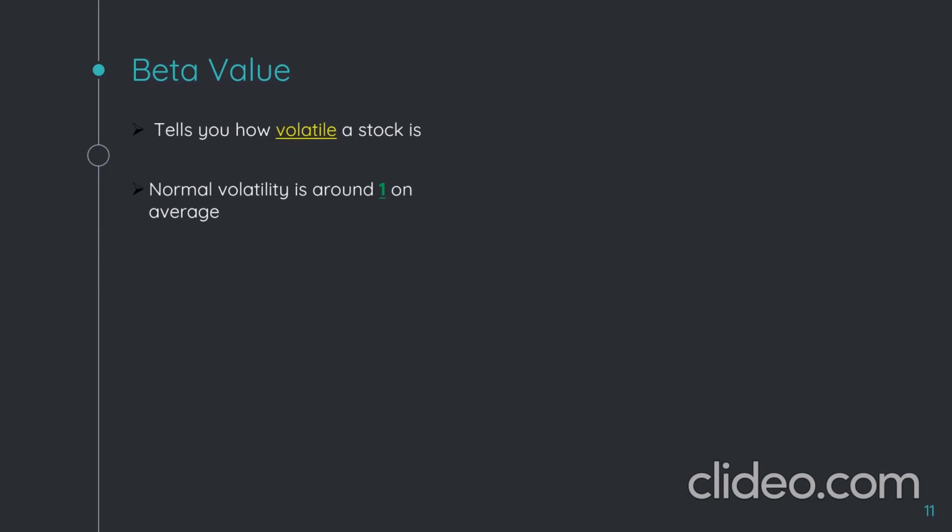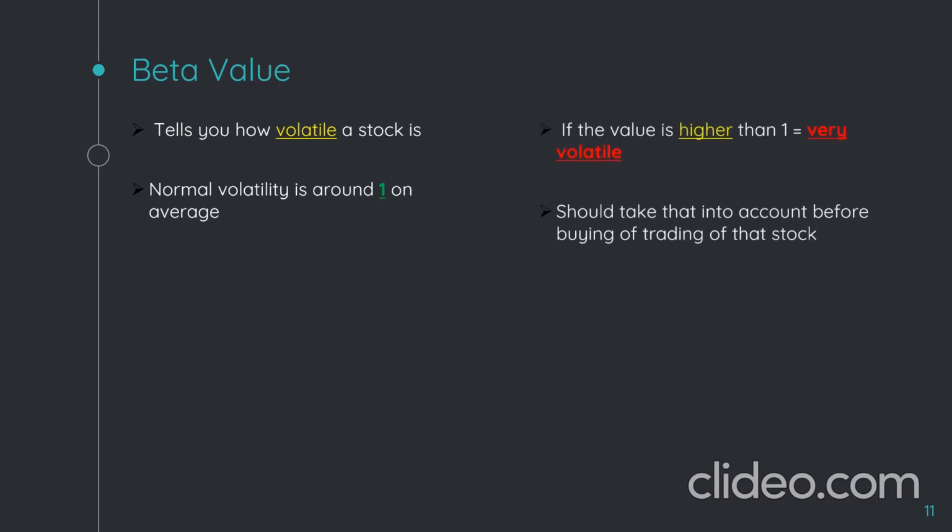You can also look at the beta value, which can tell you how volatile a stock is. On average, for normal volatility, the value should be at around 1. If it is higher than 1, that means the stock is very volatile, which you should take into account before buying or trading.